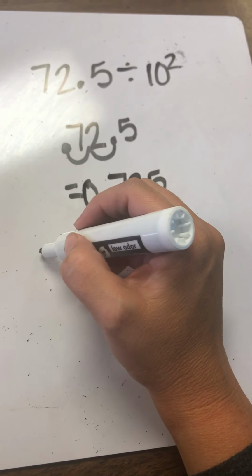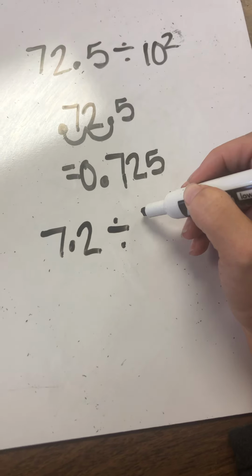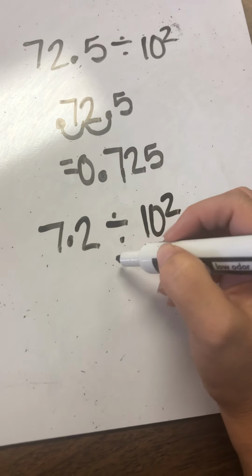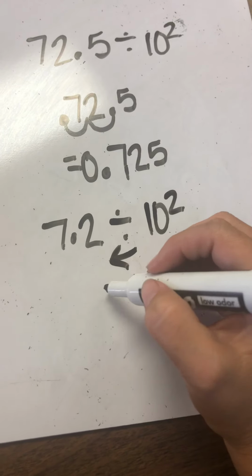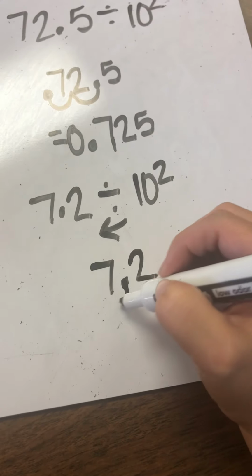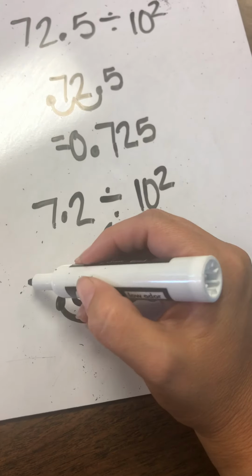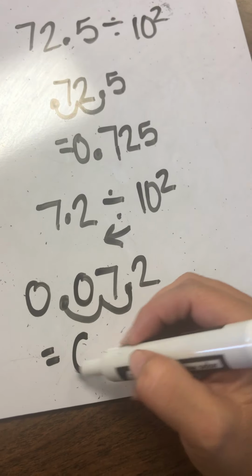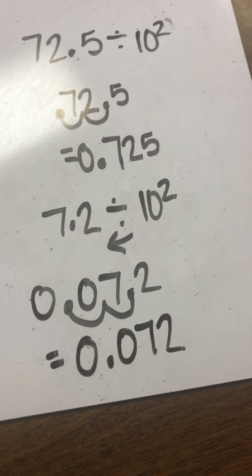All right, and then the last example, 7 and 2 tenths divided by 10 to the second power. We're dividing, so we're going to shift back 2 times because there's 2 in the exponent. So 7.2, 1, 2. So we're going to put a 0 here. We also need a 0 before that decimal, so that equals 72 thousandths.